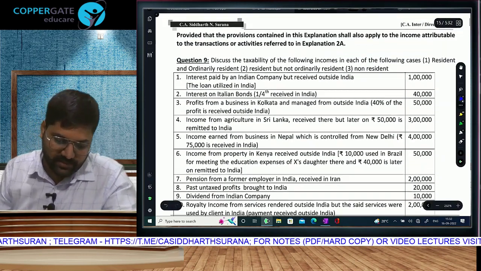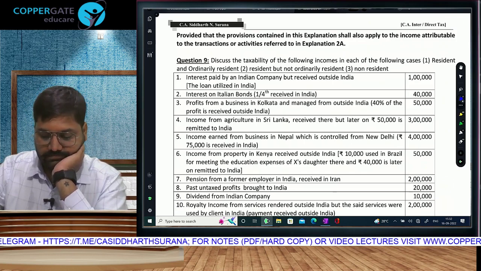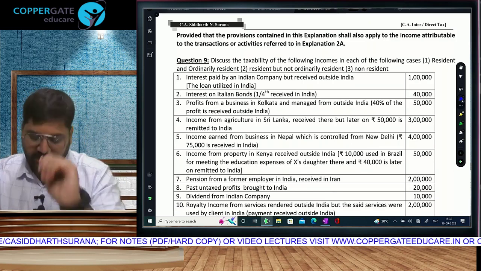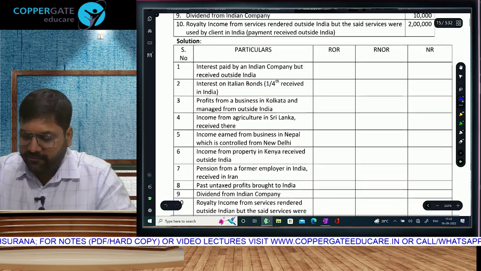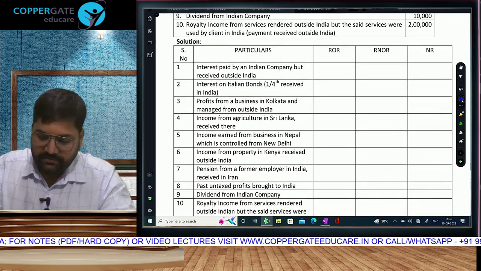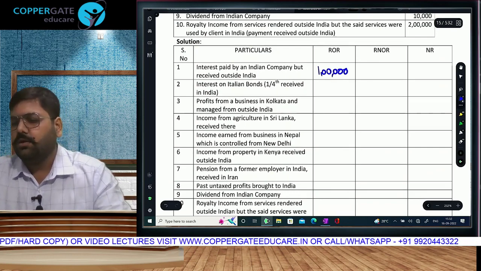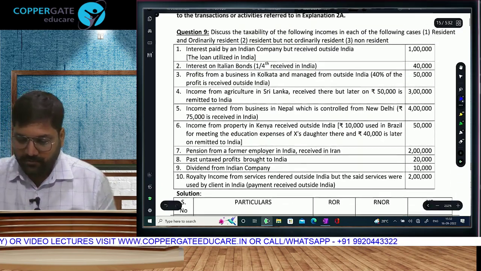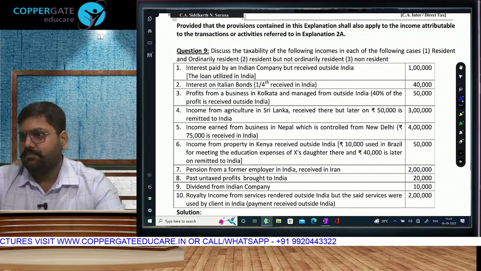चलिए देखते हैं. First income. Interest paid by an Indian company but received outside India. The loan is utilized in India. Rupees? 1 lakh. 1 lakh. When I have to write the amounts for these guys, here I will not use my brain. If I have a brain, I will use it later, preserve it. Correct? For the other two, we have to decide Indian income or foreign income.